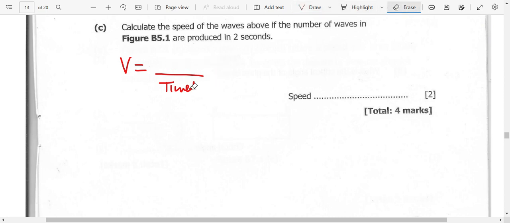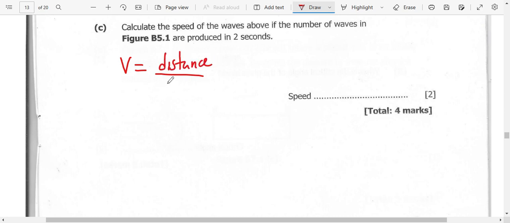That's the symbol for velocity. So you want to calculate the velocity, it's the same as speed. So speed, you don't use s in physics, you use v. That's okay.